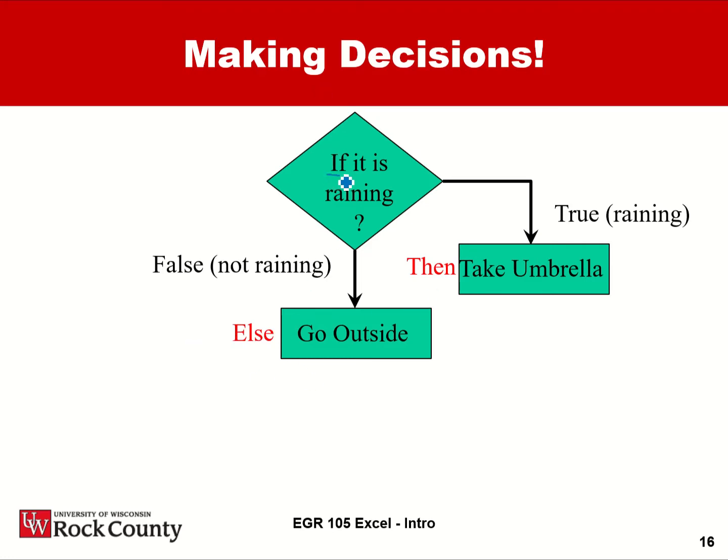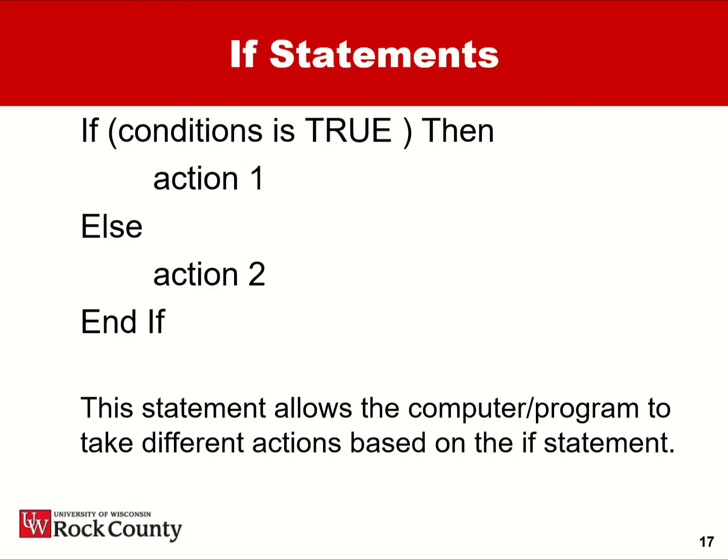If, then, else statements. You'll hear that. So if it is raining, then take an umbrella. If it is not raining, else, go outside. Okay. So again, this is how it's kind of set up. If some condition is true, so if it is raining in our case, then we'll do action 1. Else, we'll do action 2, end if.